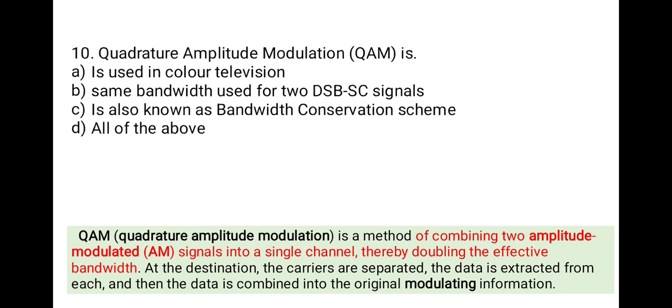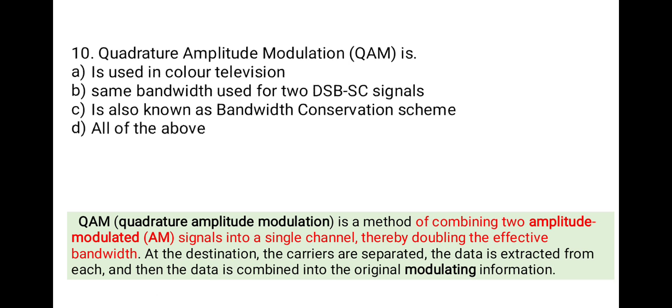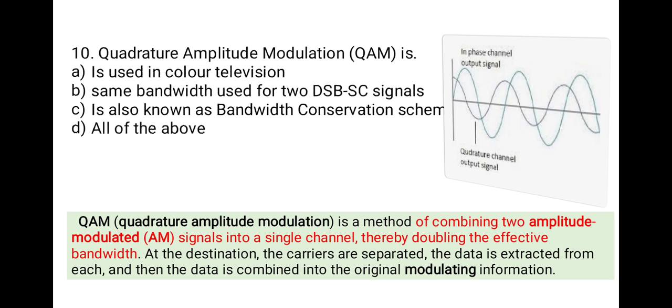We know that QAM is a method of combining two amplitude modulated signals into a single channel, thereby doubling the effective bandwidth. At the destination, the carriers are separated, the data is extracted from each, and then the data is combined into the original modulating information. So the correct option is D, all of the above.